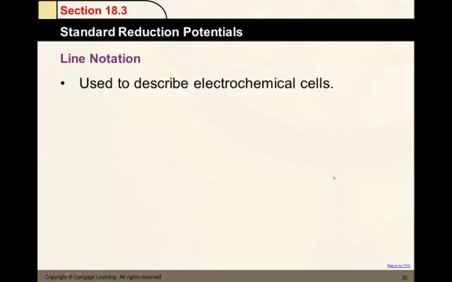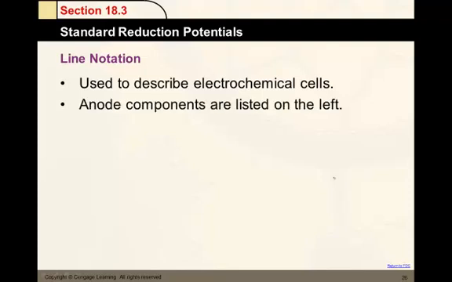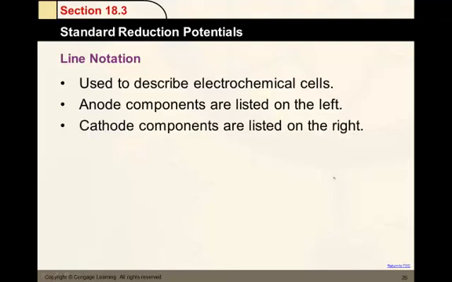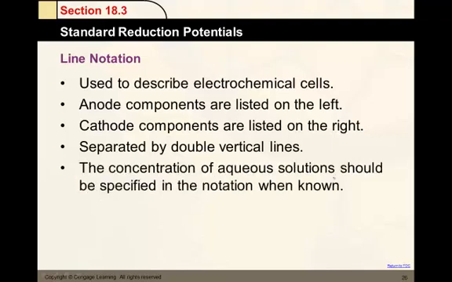Now, there's a shorthand way to write this information. Instead of showing a huge, porous disc or a salt bridge and 2 beakers, we use what's called line notation to describe electrochemical cells. The anode components are listed on the left, and the cathode components are listed on the right, and they're separated by double vertical lines. These double vertical lines are supposed to kind of represent the salt bridge. The concentration of aqueous solution should be specified in the notation when known.